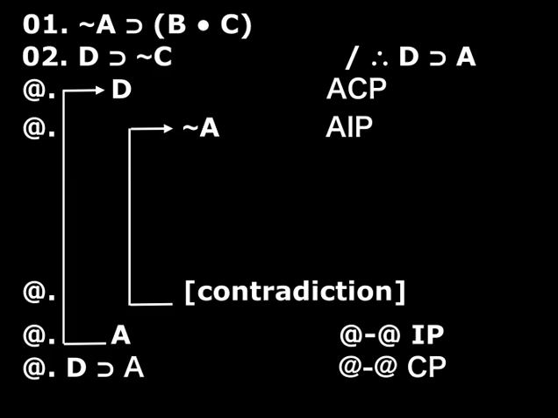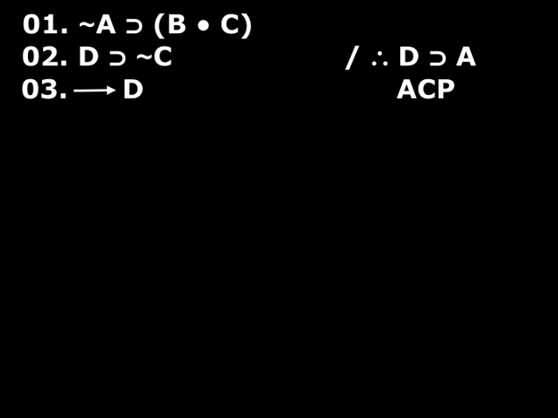So now all I'm going to have to do is just fill those in. I already knew I was going to do that. Assume D, ACP. Assume not A by AIP. Now I'm just going to try to derive the contradiction. I already know how I'm going to do it.